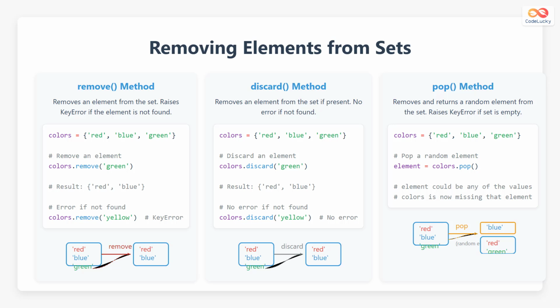The second function is the discard function, which also removes a specified element from the set, but if the element is not found, no error will be raised. The third method is the pop function, which removes and returns a random element from the set. Keep in mind that the pop function will raise a KeyError if the set is empty.